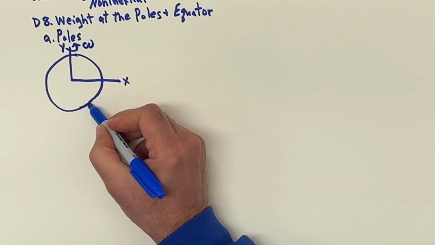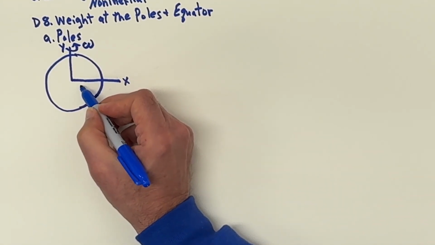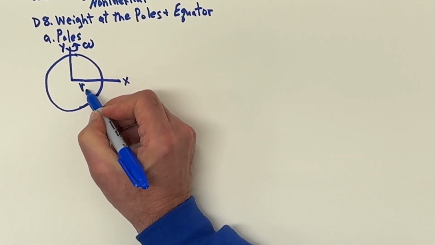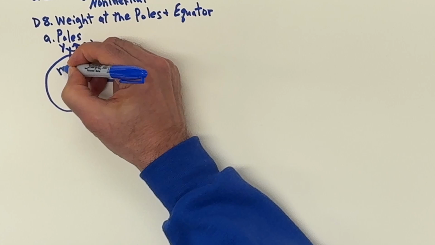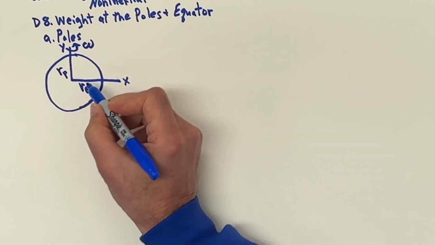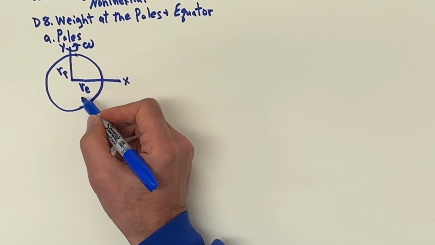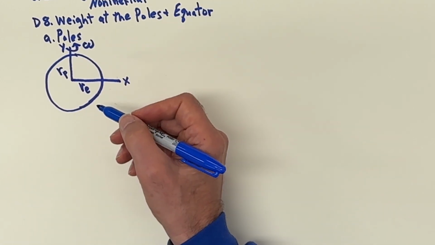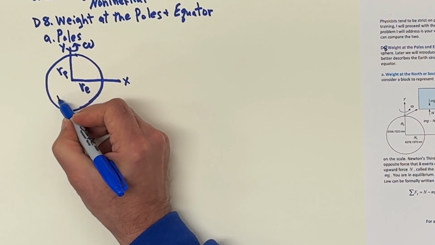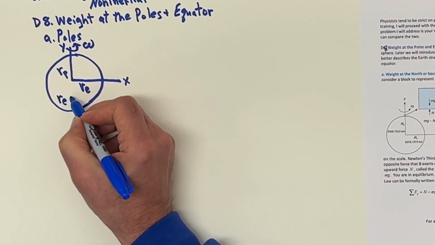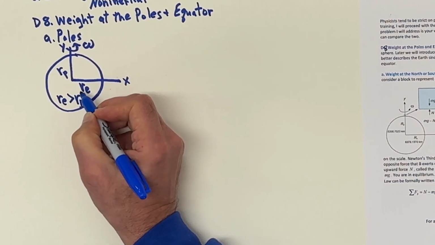Now, the Earth, due to the rotation, has a little bit of a bulge, and the radius at the equator is not the exact same as the radius at the poles. The radius at the equator here is slightly larger. So we'll say the radius at the equator is slightly larger than the radius at the poles.